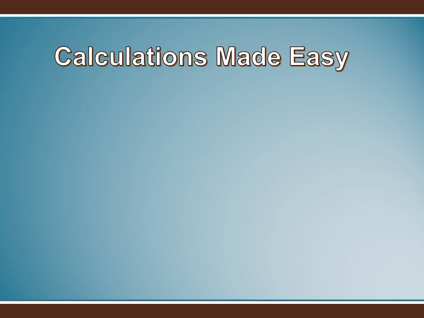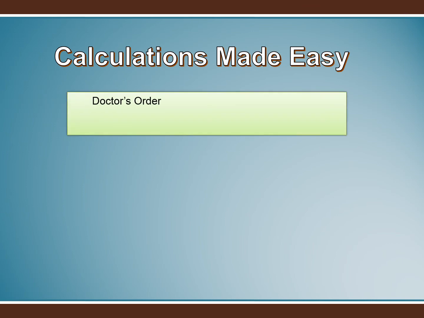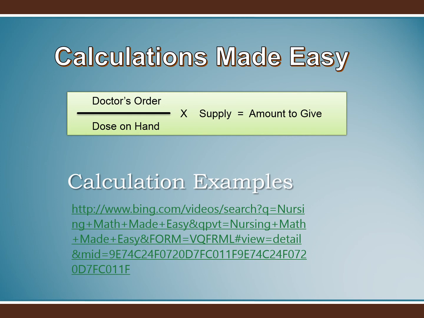Okay, there's another way that you can do calculations made easy. Remember that the other technique is that you just remember doctor's order divided by the concentration dose on hand multiplied by your supply or the quantity of medication you have equals the amount that you're going to administer. This link below provides some review of some calculation examples. There's also a YouTube video link that will be provided after this lesson in another little section for you to review some calculation examples.